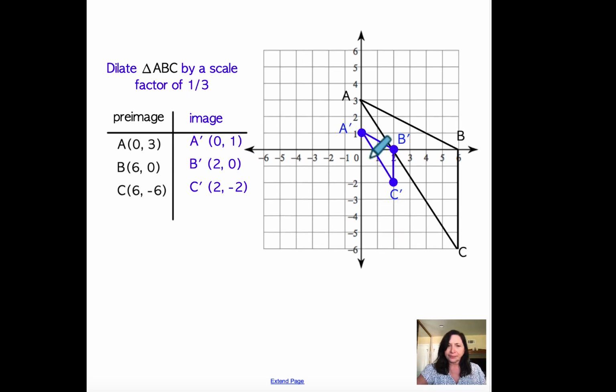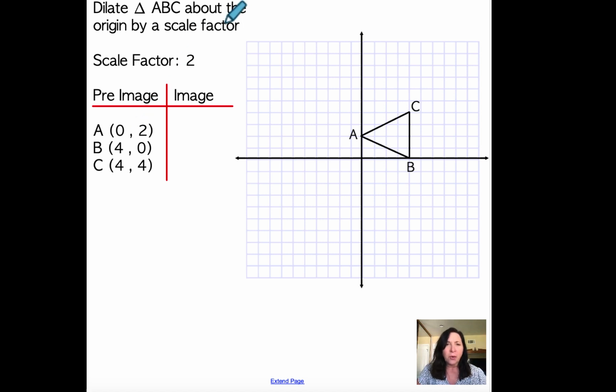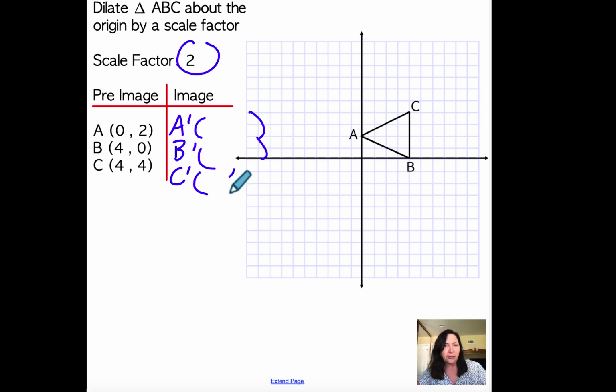For this one, I want you to dilate triangle ABC about the origin with a scale factor of 2. So for this problem, instead of multiplying by 1/2 or dividing by 2, I'm multiplying, because I want to enlarge it. I'm doubling it. So we have B prime and we have C prime. Take a minute and try to figure out these values yourself, and then check the video for sure. And I'm just going to keep going.